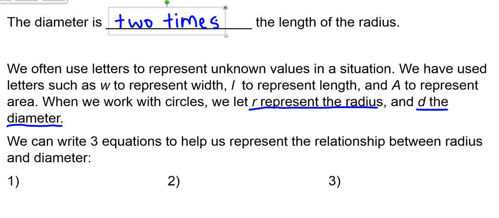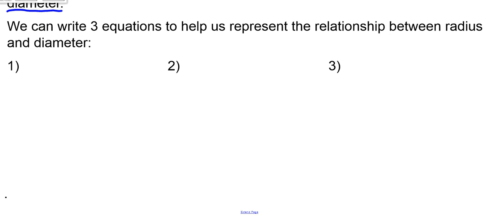Now, once we have that information, we can write 3 equations to help us represent the relationship between the radius and the diameter. So we can say that the radius equals my diameter divided by 2. We can also write that in a fraction form, for those of you that prefer a fraction form. So R equals diameter divided by 2. Remember, that means the exact same thing there.